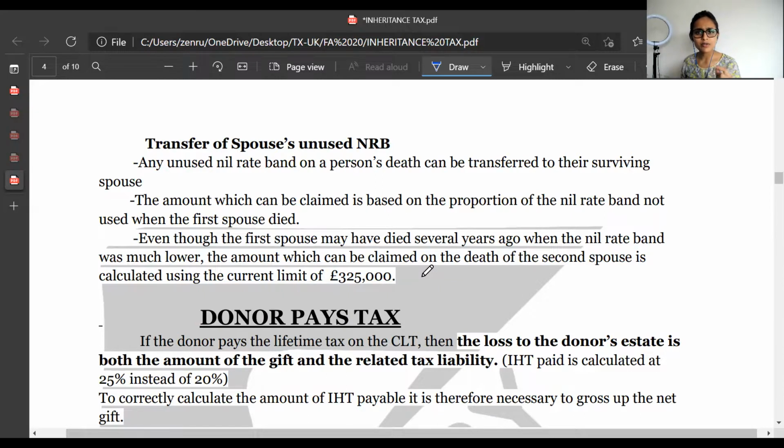And when it comes to unused residence nil rate band, remember, if one spouse gets residence nil rate band, then definitely the spouse who died before that will also get the unused nil rate band of that spouse as well. It does not matter when the other spouse died and whether in that estate there was a main residence or not. That's a very important point with regards to residence nil rate band.